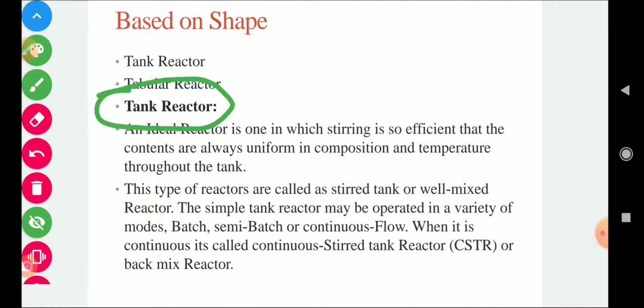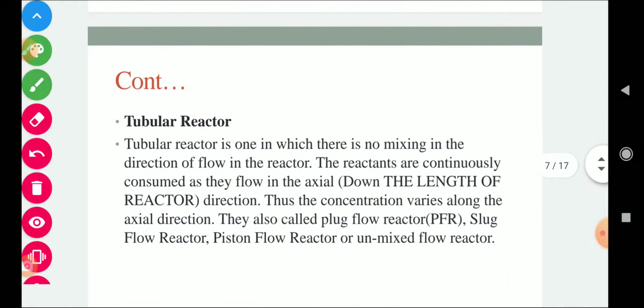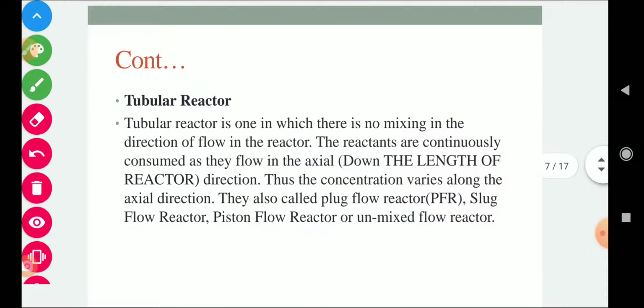A simple tank reactor may be operated in a variety of modes. They may be batch, semi-batch, and continuous flow reactors. When it is continuous, it is called a continuous stirred tank reactor, or simply CSTR, or back-mix reactor. On the other hand, the tubular reactor is one in which there is no mixing in the direction of flow in the reactor.